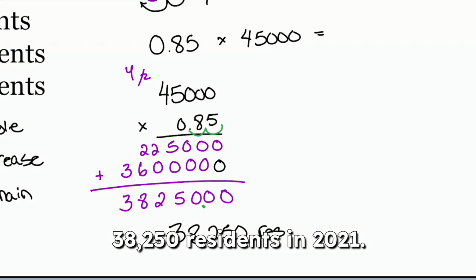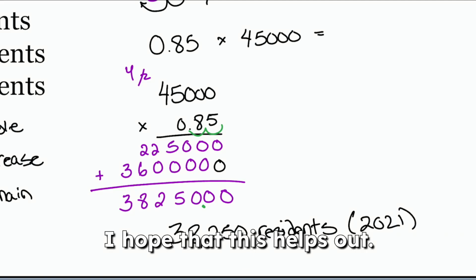And our final answer will be 38,250 residents in 2021. And there you go, my party people. I hope that this helps out.